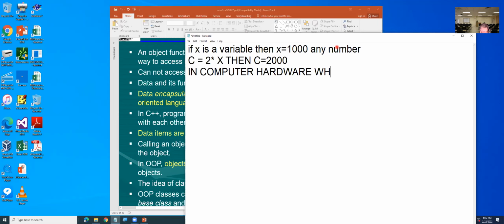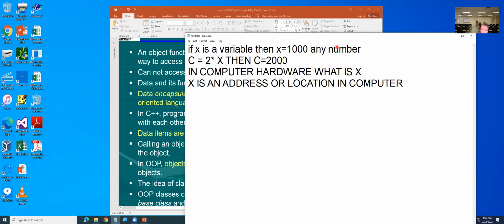What is X? An address. Exactly. An address, or a location, in the computer. Okay, now try to understand address.